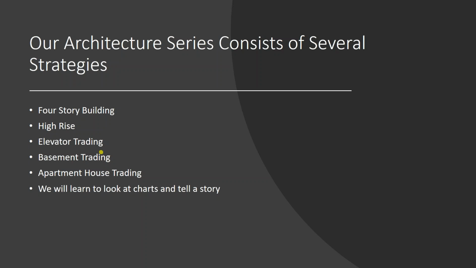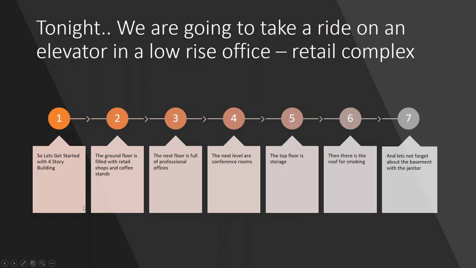But if you learn to look at the charts and tell a story, you can then start looking at it and making some sense out of price and price movement. So again, if we look at the 4-story building, the ground floor is filled with retail and coffee shops. The next floor is professional office. Next floor is conference rooms. The top floor is storage. Then there's the roof for the smoking. And let's not forget about the basement and the janitor.